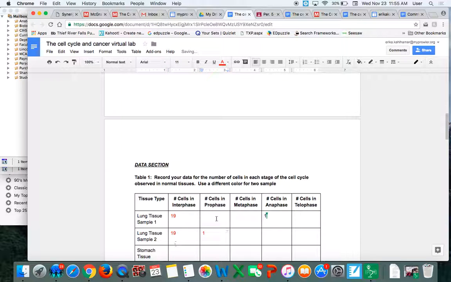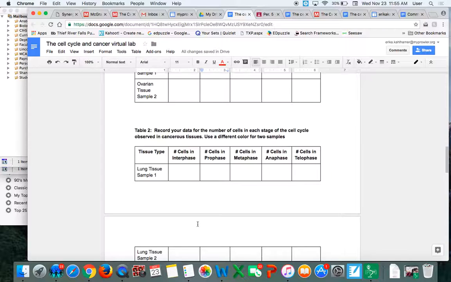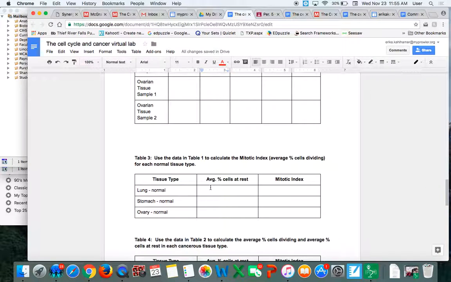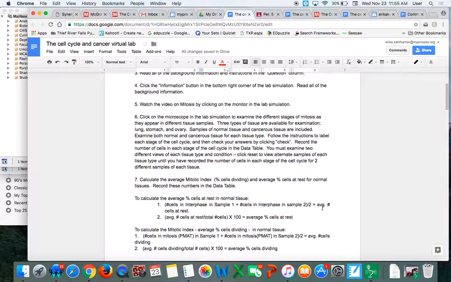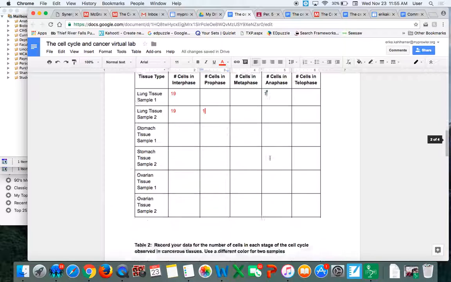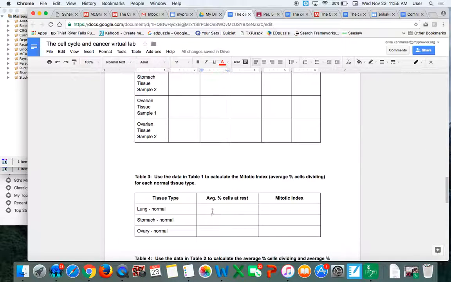The reason why we need to do 2 samples is when we come down to table 3 and table 4 to calculate the average number of cells at rest and the mitotic index, you need 2 samples here. You need to follow the instructions. Number of cells in interphase in sample 1, in my case, was 19, plus the number of cells in interphase in sample 2, in my case, was 19, divided by 2 equals the average numbers of cells at rest. And I would take that divided by the total number of cells, which was 20, times 100 to get my percentage. And that is what I would write right there.